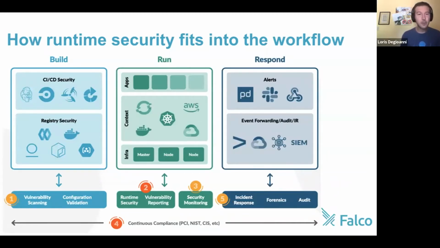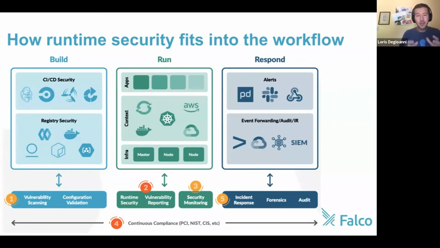During the build phase, it's important, for example, to have vulnerability scanning, configuration validation. During runtime, as we were saying, runtime security, vulnerability reporting, security monitoring. And then, of course, you need to respond to the issues that happen. So incident response, forensics, audit. It's important to clarify that all of these are essential when talking about the correct posture for cloud native applications.